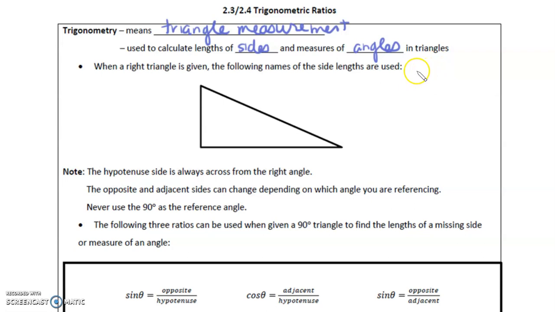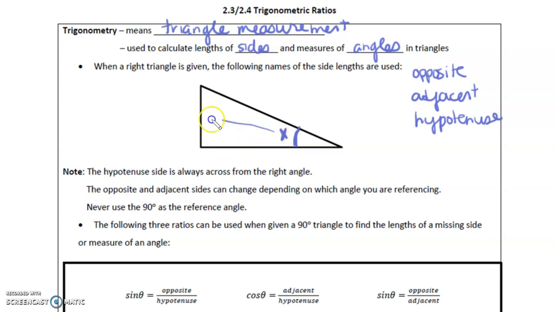Okay, so we name the sides opposite, adjacent, and hypotenuse. So whatever angle we're talking about, relative to angle, say x, this side would be opposite. That's the side that you can put an arrow through. 90 degrees to the opposite is the adjacent side, and the hypotenuse is the longest side. The hypotenuse is always across or opposite the 90-degree angle.